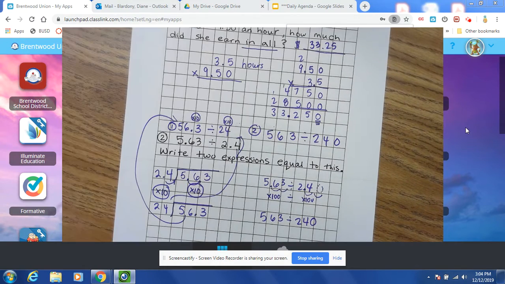Okay. Number 2, we did in class. We had many different ways to do this. I'm going to talk about this again in another problem.